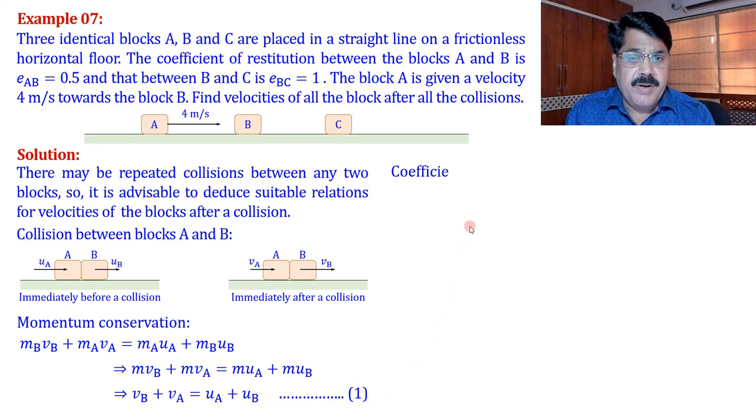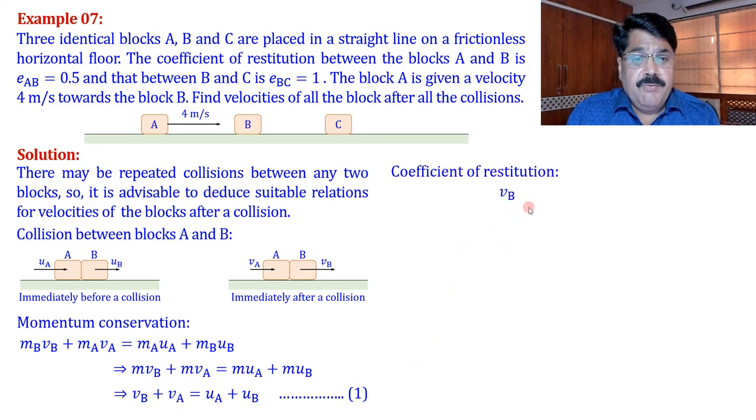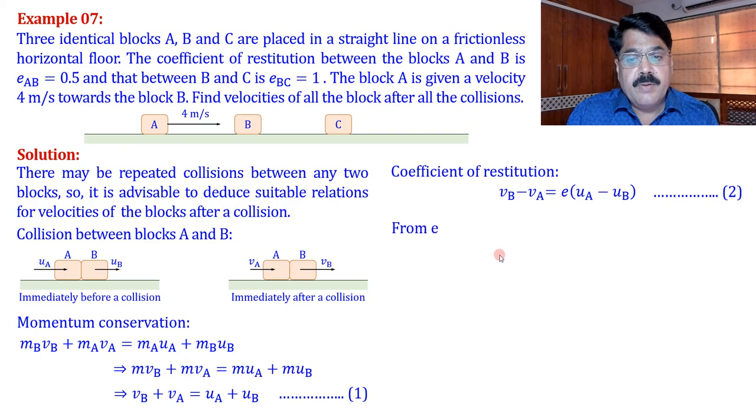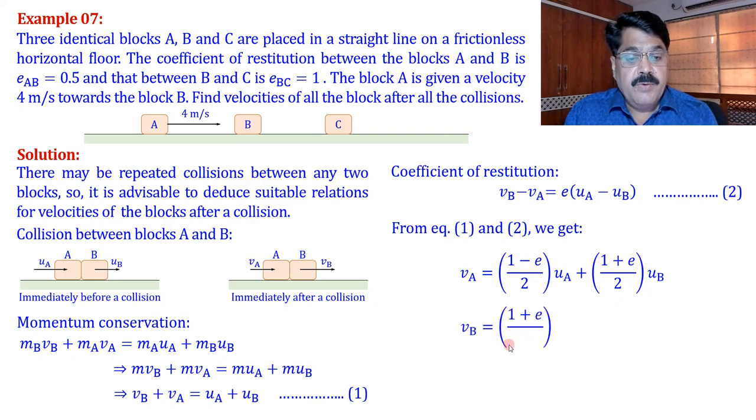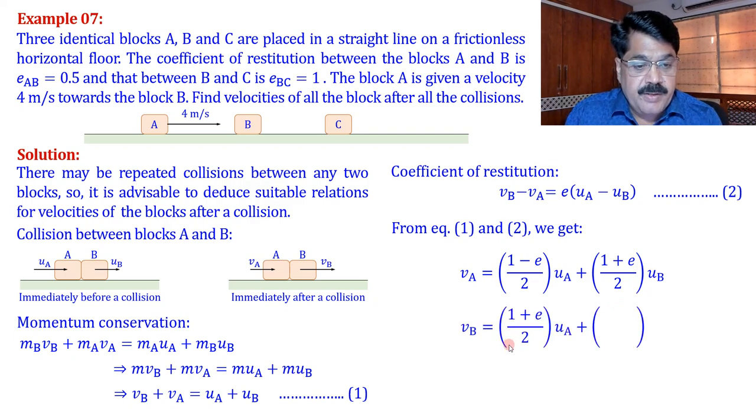And the second equation we write from the coefficient of restitution. What is that? VB minus VA is equal to E times (UA minus UB). We call it equation number 2. From equations 1 and 2, we get VA is equal to (1 minus E)/2 into UA plus (1 plus E)/2 into UB. And similarly, what is VB? (1 plus E)/2 into UA and (1 minus E)/2 into UB.